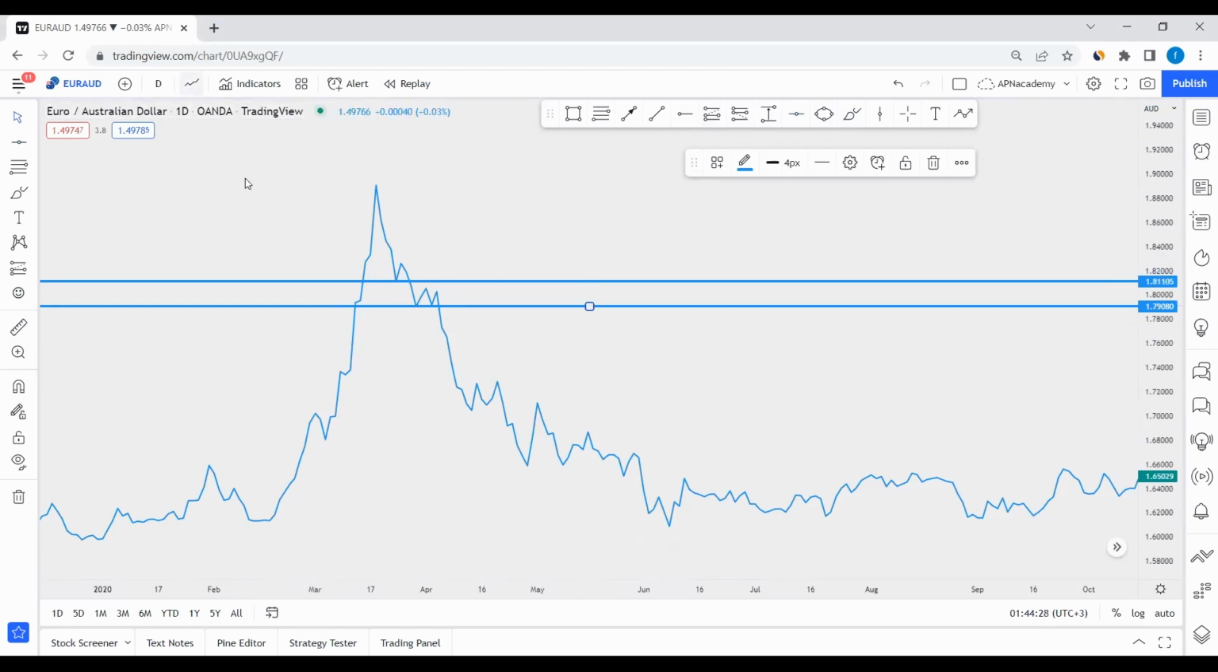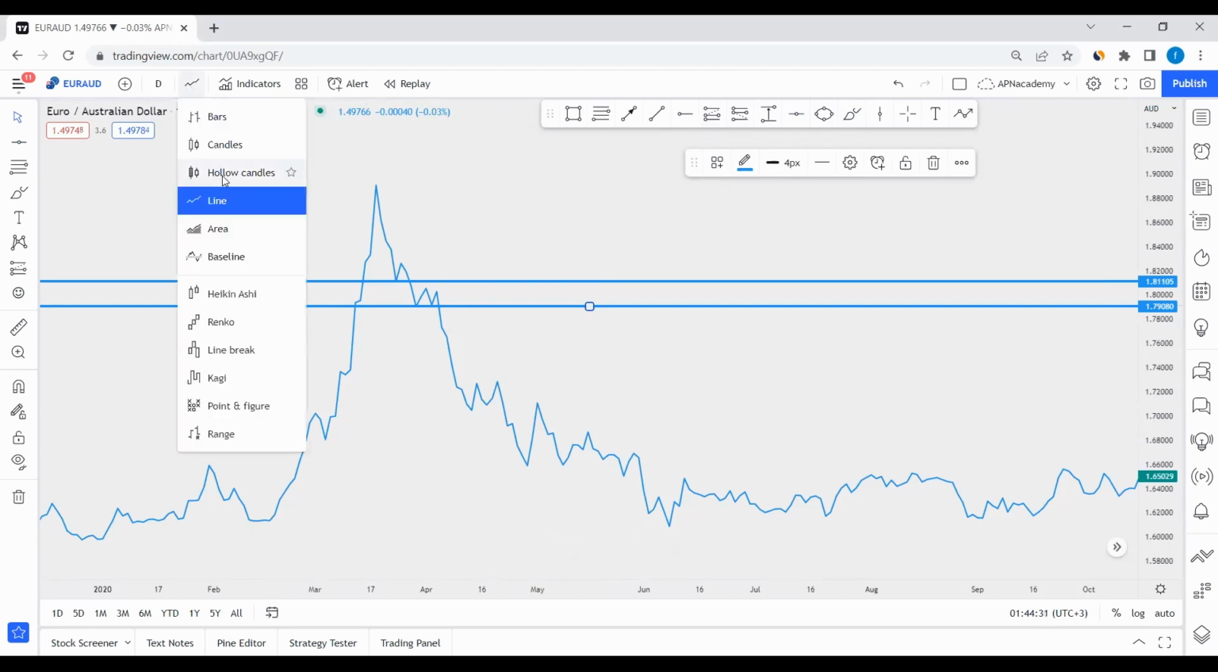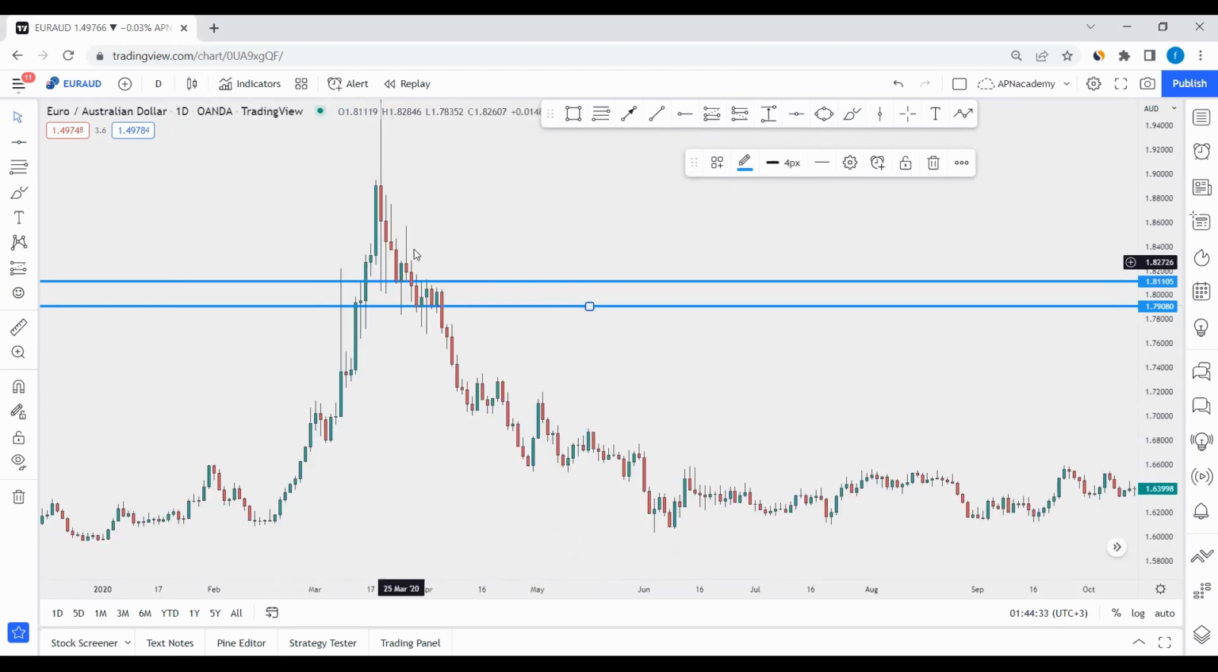Let's go back to candles. You can clearly see that the market made this low here. The market made this low here, then made a lower high here, then made a lower low, then made a lower high, then made a low. This is an indication of a downtrend.